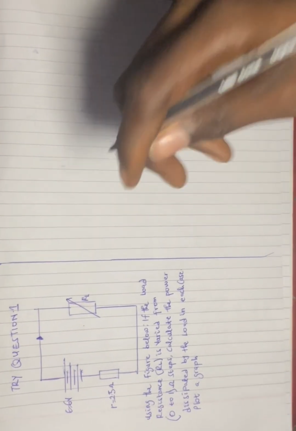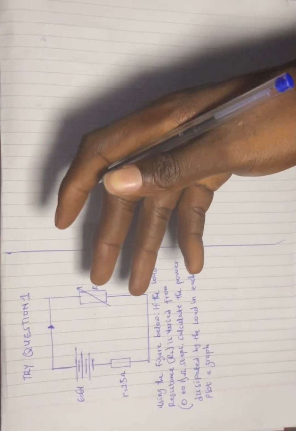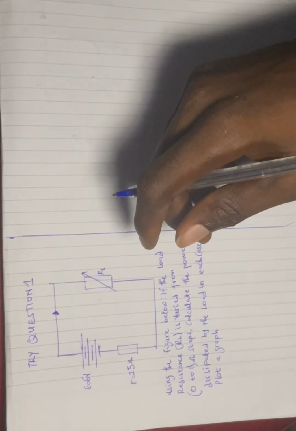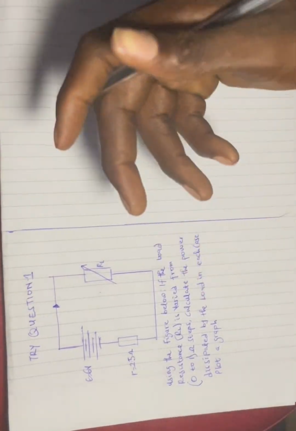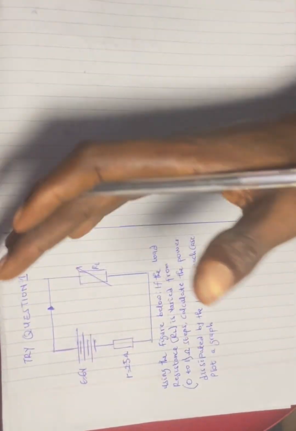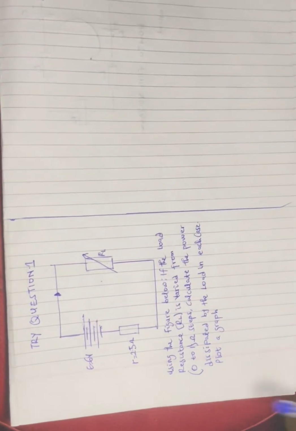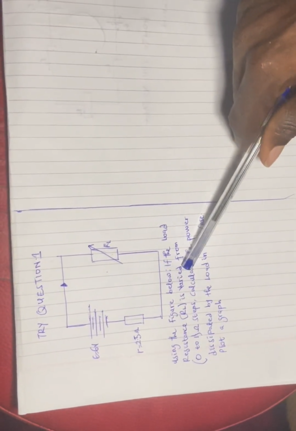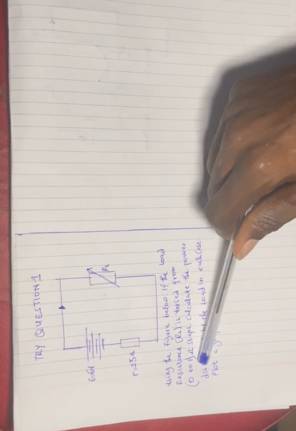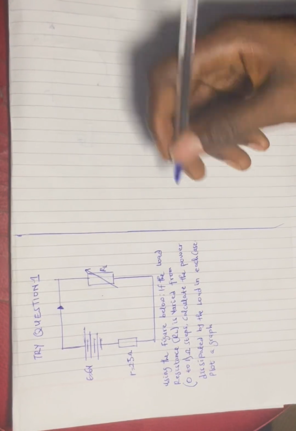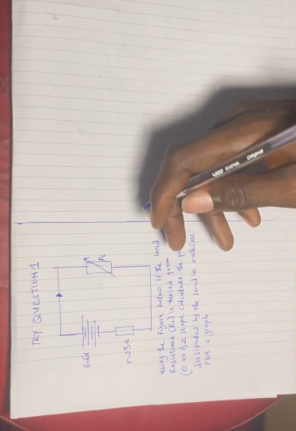Good day, everyone. If you are given a question of this format under Kirchhoff's law or network theory, how are you going to go about it? Let's read the question. Using the figure below, if the load resistance, RL, is varied from 0 to 1 ohm in steps, calculate the power dissipated by the load in each case, and also plot your graph.